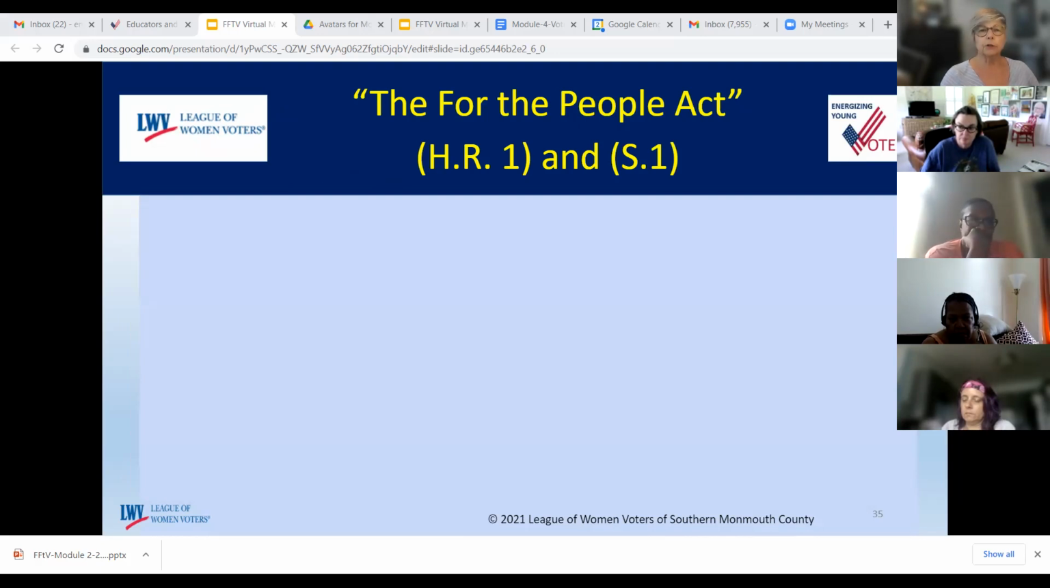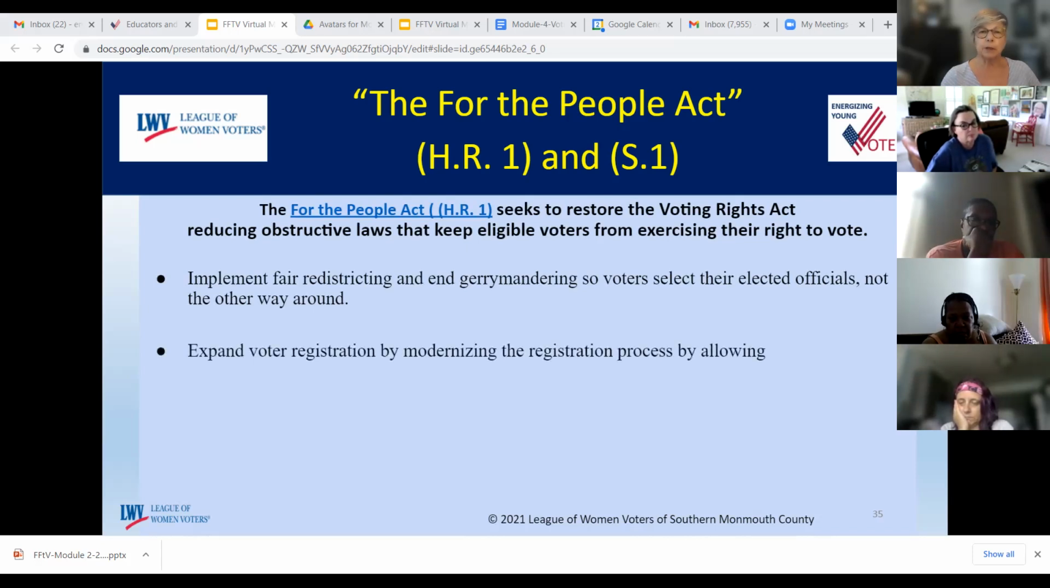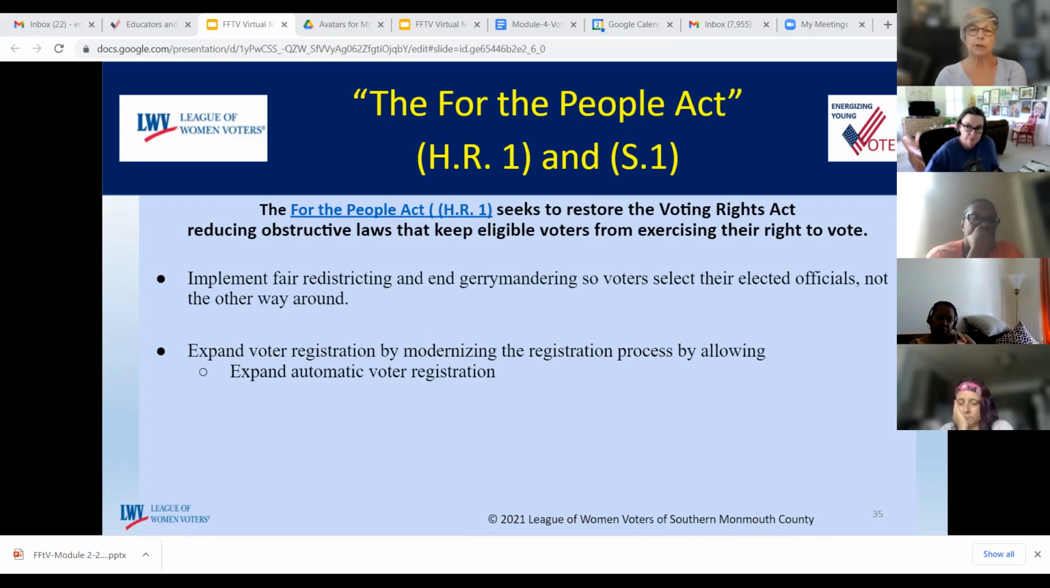In its original version of the House, the For the People Act seeks to restore voting rights of 1965. It also implements fair redistricting and ends gerrymandering. It expands voter registration by modernizing the system, and it creates new public financing laws. It's passed the House and is now in the Senate, which is working to create its own version. And if the Senate passes the bill, it will go to the president to be signed. But you'll need to keep an eye on the news to see as the history of suffrage continues to unfold.